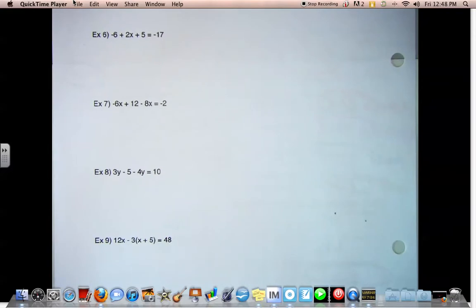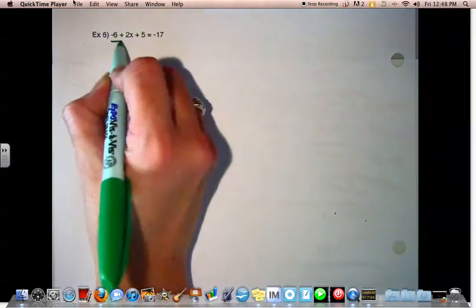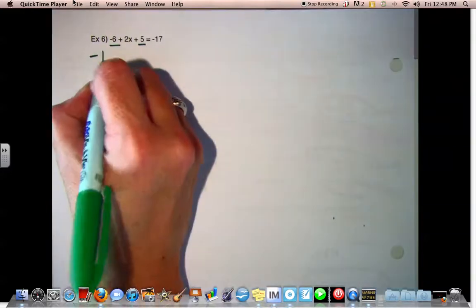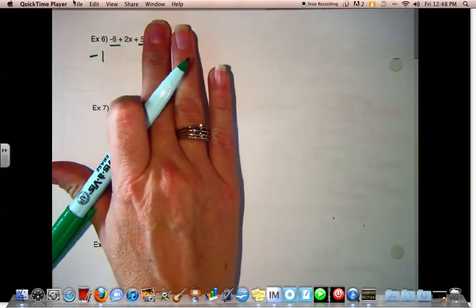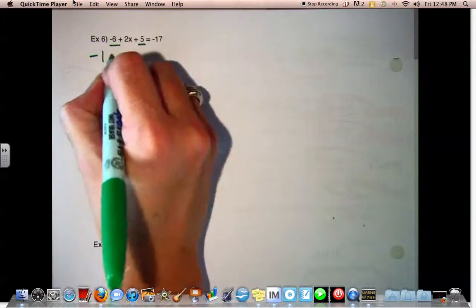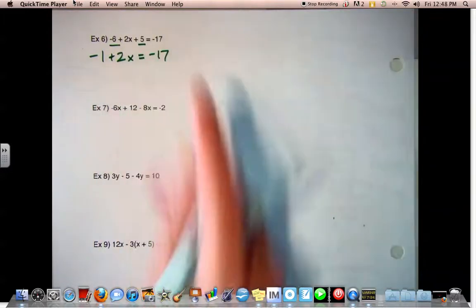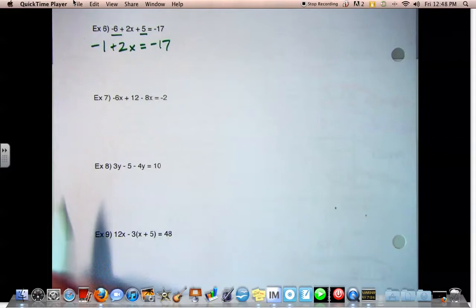Example 6. We have negative 6 plus 2x plus 5 equals negative 17. What like terms do we have? Negative 6 and 5. So that simplifies to what? Negative 1. What else do we have on the left-hand side? Plus 2x equals negative 17. And we have to solve it now. Now we have to solve it.